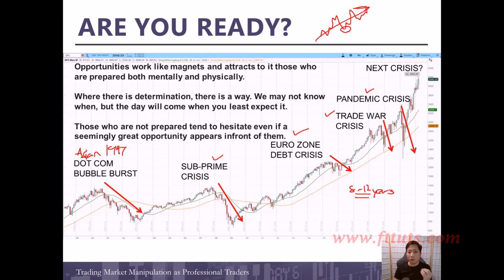So the thing is that we are only 1 year into the pandemic crisis. There's probably going to be another 8 or 10 more years before there's another crisis. So before the crisis, what? We're going to have a bull run first. The bull run is going to take another 5 more years. So you're not late to enter the market when it's only 1 year since the last crisis, the pandemic crisis.